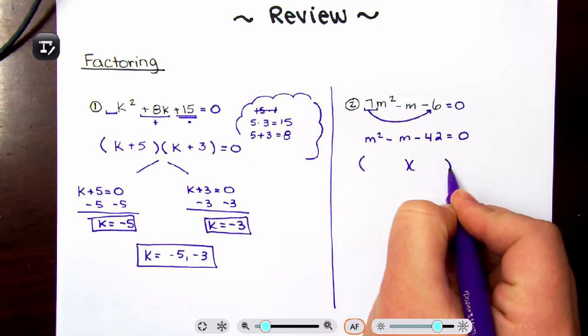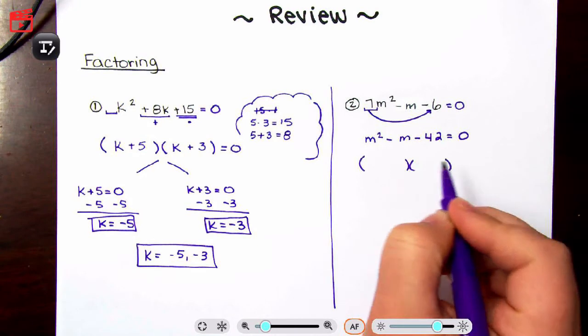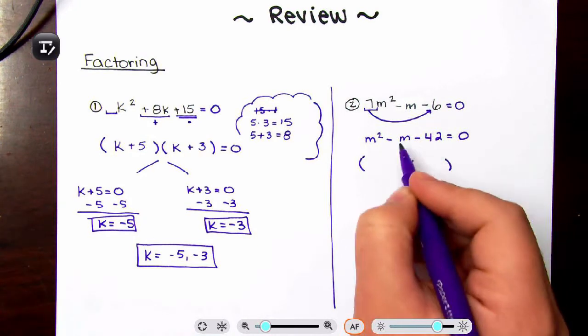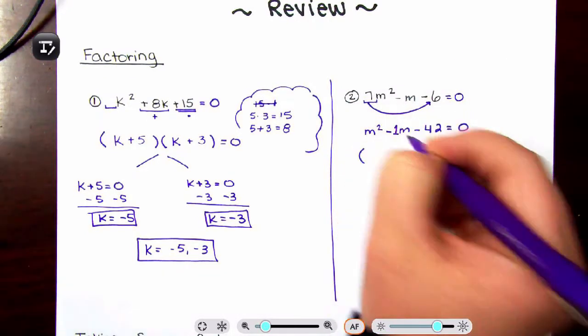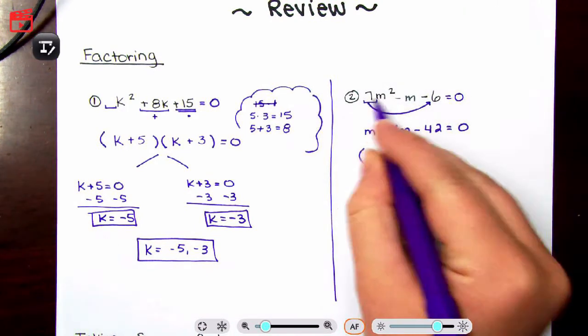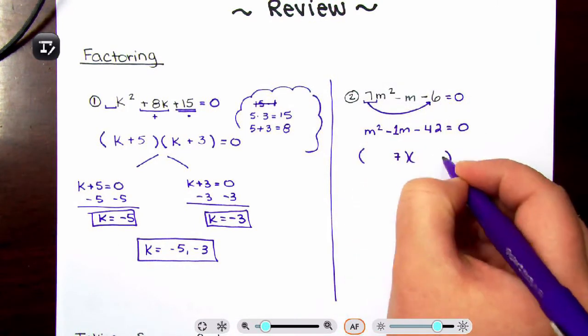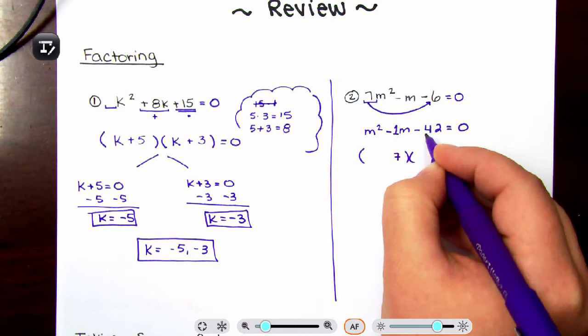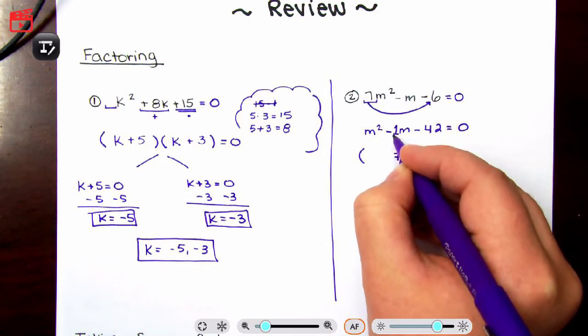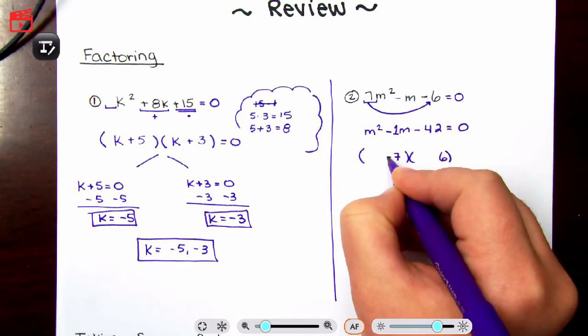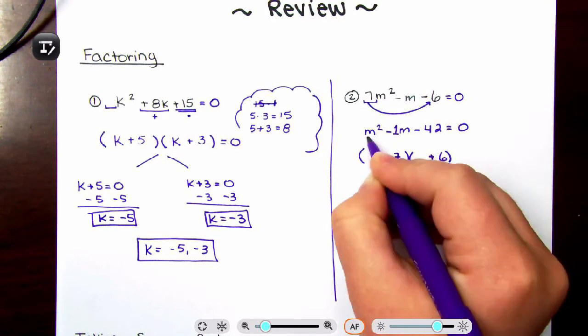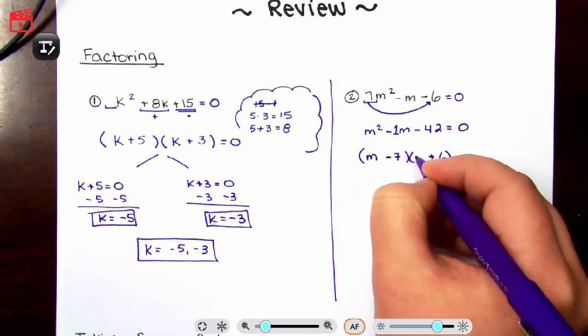So we want two numbers that multiply to -42, but when I add them, give me a -1. And I'm thinking 7 and 6. 7 times 6 is 42, but I need a negative. But when I add them, I need one more negative than the other one. So it's going to be -7 and a +6. My variable, my letter is m.